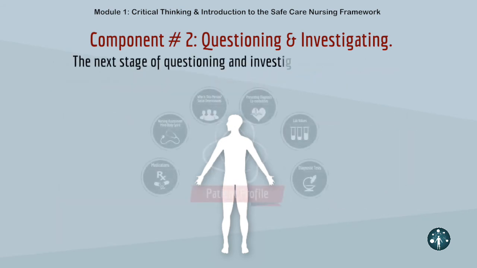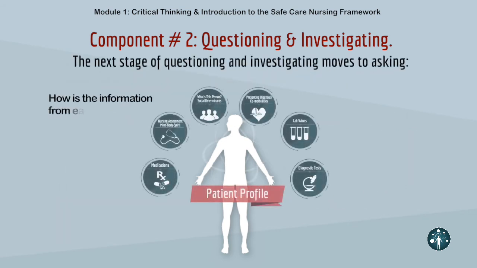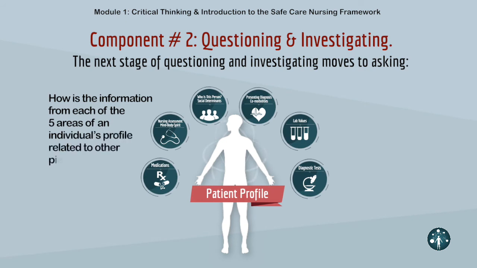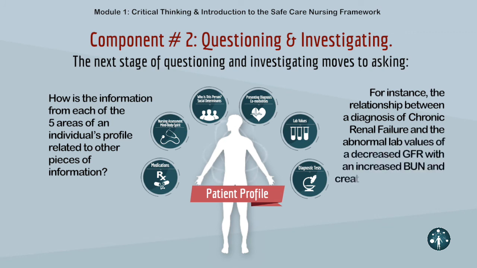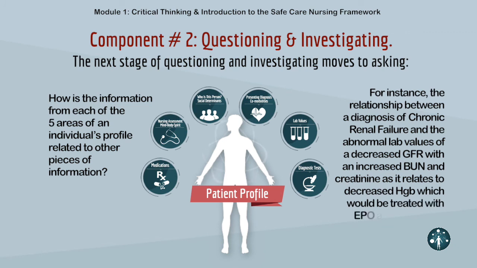The next stage of questioning and investigating moves to asking, how is the information from each of the 5 areas of an individual's profile related to other pieces of information? For instance, the relationship between a diagnosis of chronic renal failure and the abnormal lab values of a decreased GFR with an increased BUN and creatinine, as it relates to a decreased hemoglobin, which would then be treated with EPO administration.